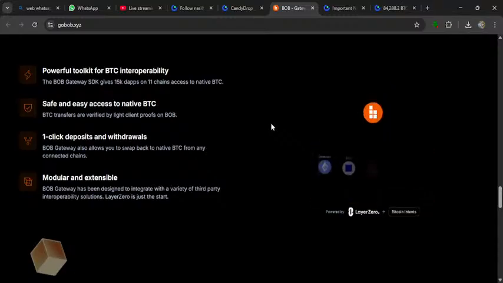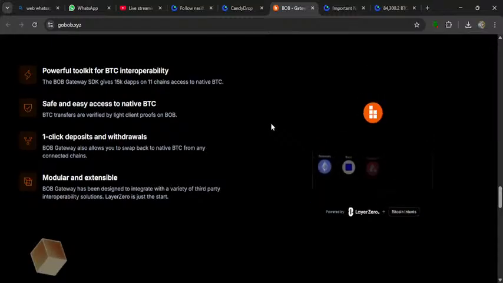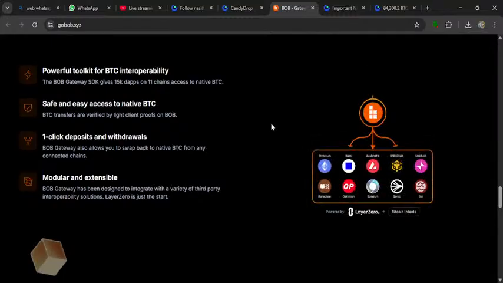Safe and easy access to native BTC, with BTC transfers verified by light client groups on Bob. One-click deposit and withdrawal. Bob Gateway also allows you to swap back to native BTC from any connected chain.